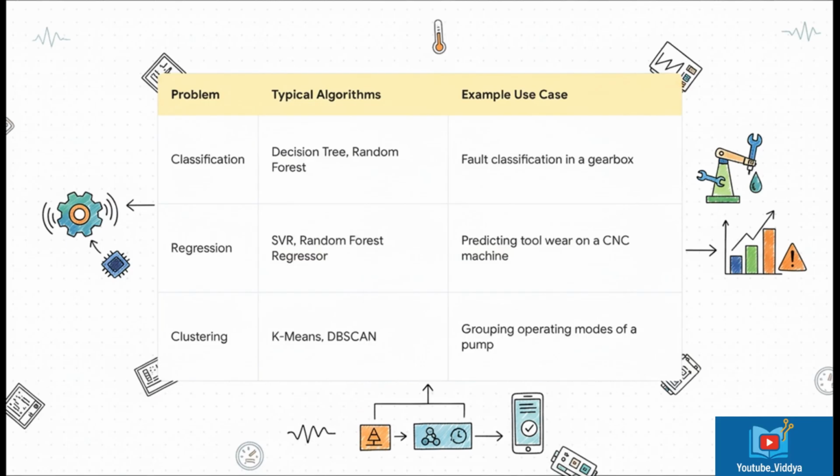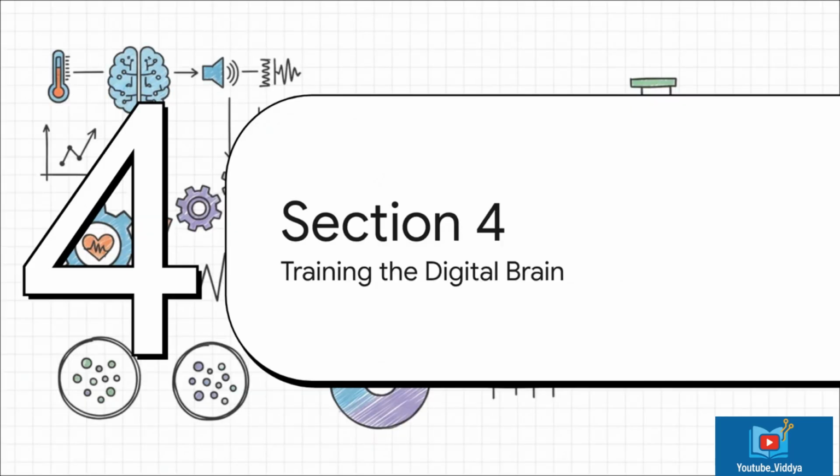You see how the mission we defined at the very beginning dictates the tools we use now? Okay, we've got our data, we've got our tool. Now it's time for the magic to happen. We're going to train our digital brain. This is the phase where the model actually learns to connect the dots, to see the patterns that link our sensor data to the real-world outcomes we care about, like an imminent bearing failure.